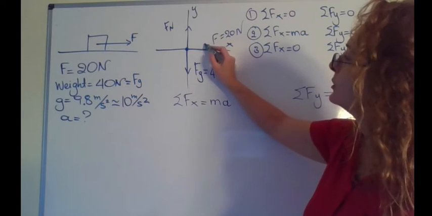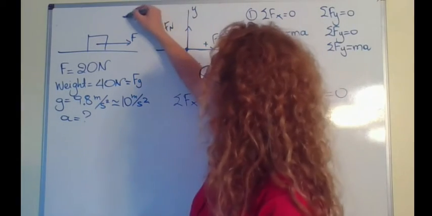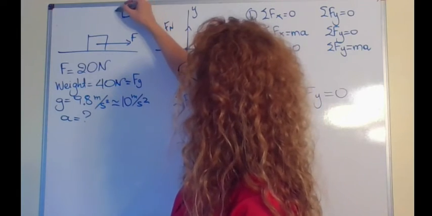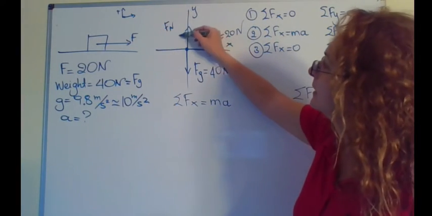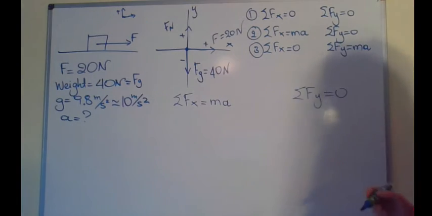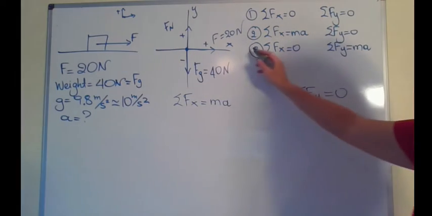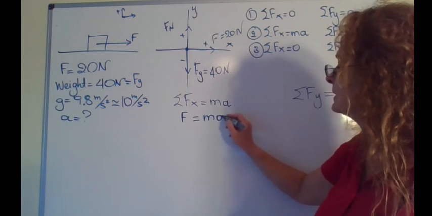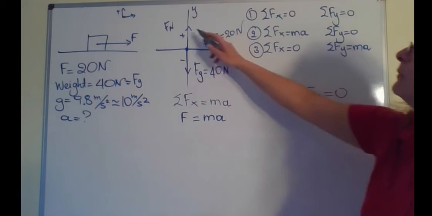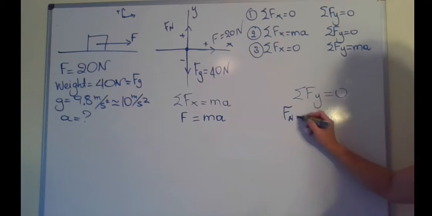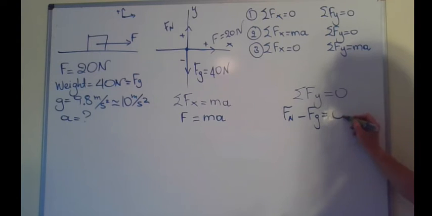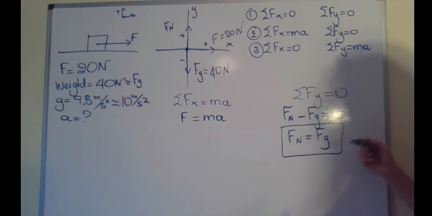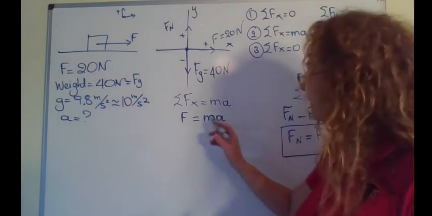All right, so this is positive. We consider upwards and to the right to be positive. So this is positive, this is positive, this is negative. The sum of forces on the x-axis: the only force we have on the x-axis is the force F. So F equals mass times acceleration. Here we have normal force minus the force due to gravity equals 0. Just to finish this up, that means the normal force equals the force due to gravity, meaning it's 40 newtons.